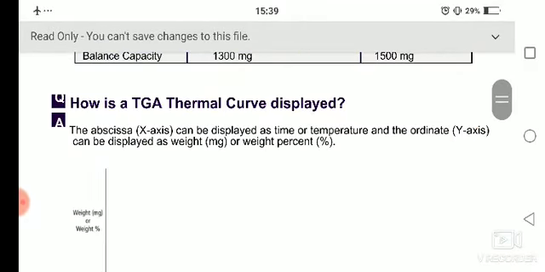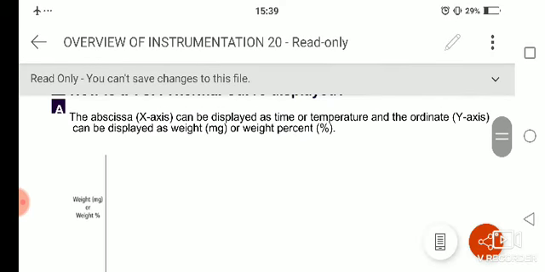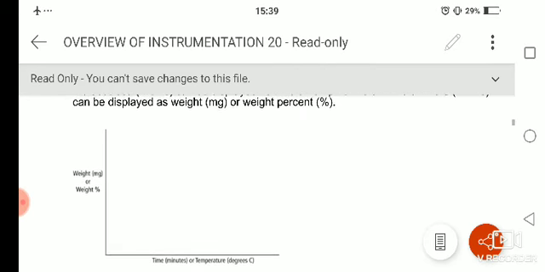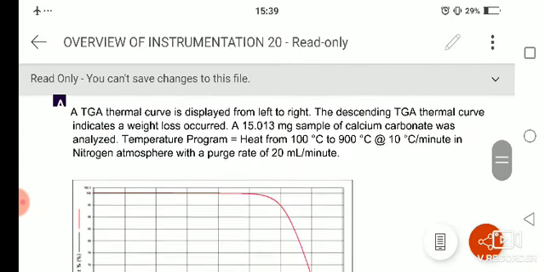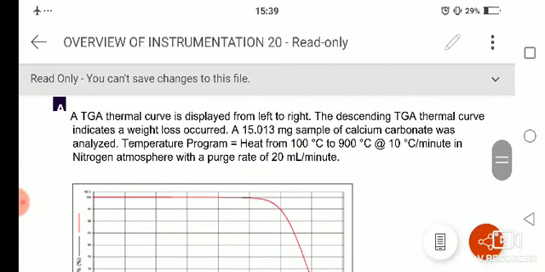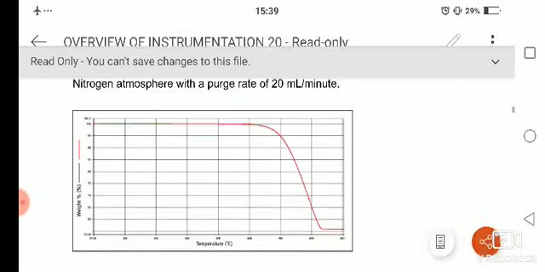How is a TGA thermal curve displayed? The abscissa can be displayed as time or temperature, and the ordinate can be displayed as weight percentage. What does a TGA thermal curve look like? So this is how a TGA thermal curve looks. The descending TGA thermal curve indicates a weight loss occurred.